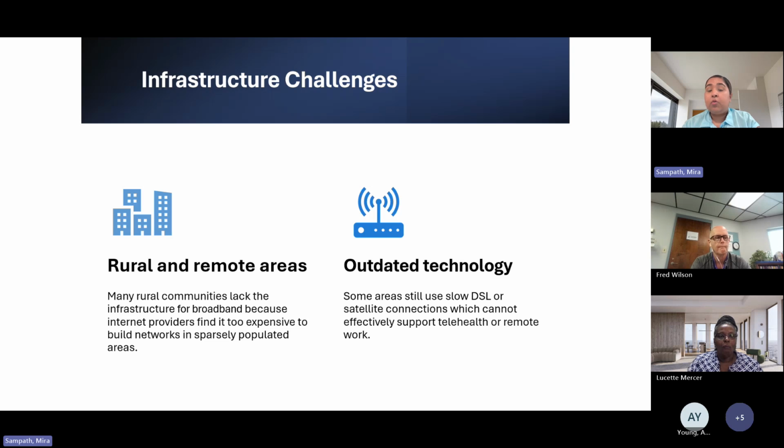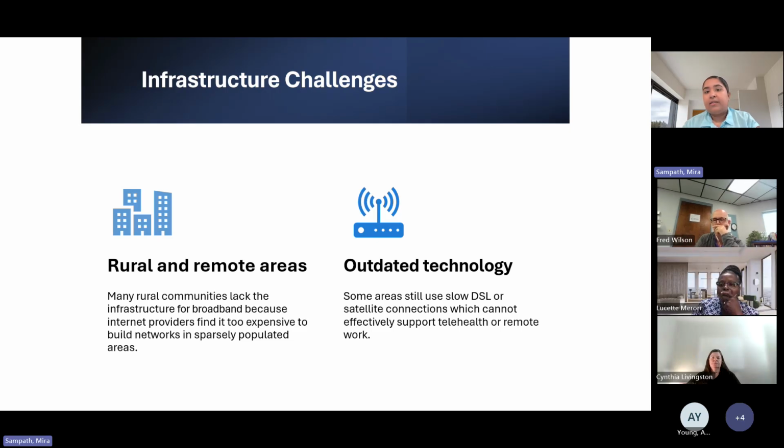Outdated technology. So some areas still use slow DSL or again satellite connections, which cannot effectively support telehealth or remote work. So for telehealth and remote work, oftentimes you really do need a higher bandwidth. So you need that high speed broadband connection. So there are areas where they have broadband, but again, it's slow. The speeds are not fast enough. The upload and download speeds are not enough to sustain a telehealth visit, a video conferencing platform, or your remote work, which oftentimes does involve a lot of meetings. So you may need, again, that higher bandwidth.